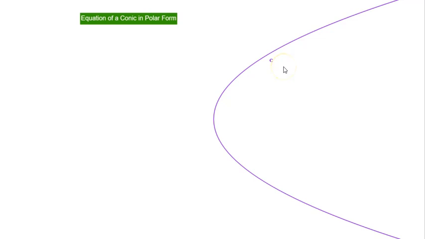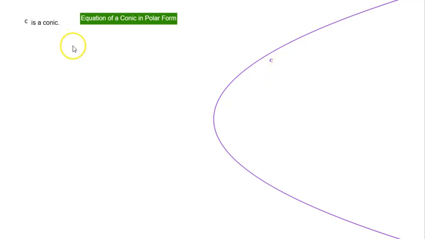Let us look at how to arrive at an equation of a conic in polar form. Remember, conic means a circle or an ellipse or a parabola or a hyperbola. So we want to arrive at a general formula in polar form. So let's begin with a conic C.